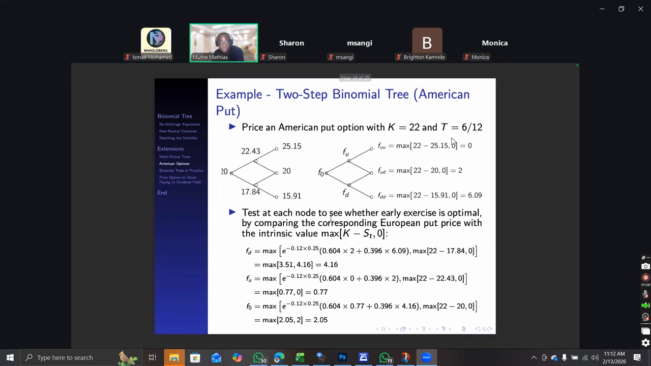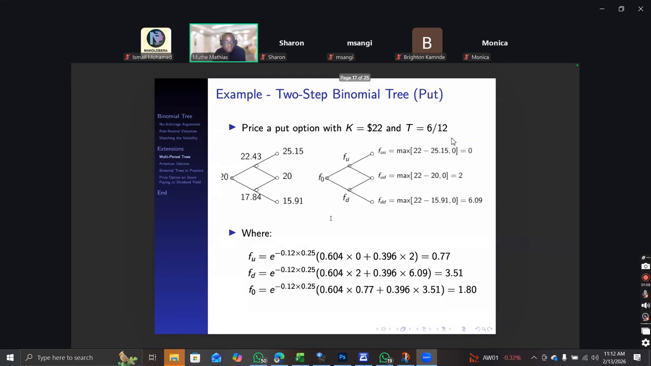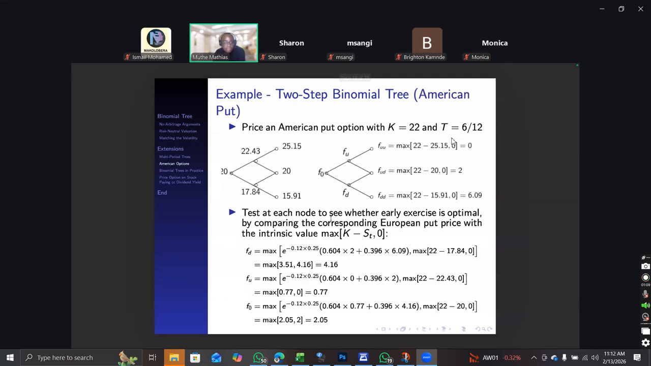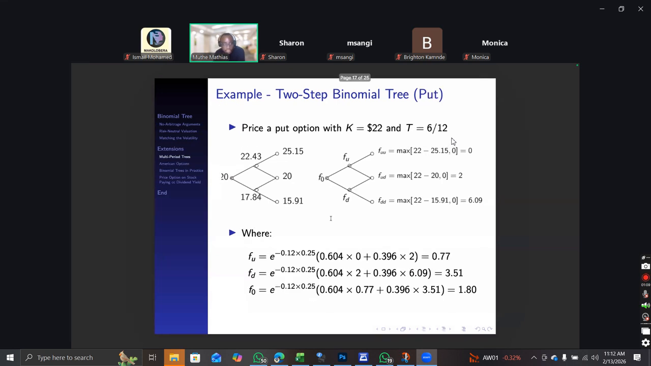Okay, so unless there is any question, what we have been assuming here is that we have a European option. This shows that it was a European option, if I remember correctly.